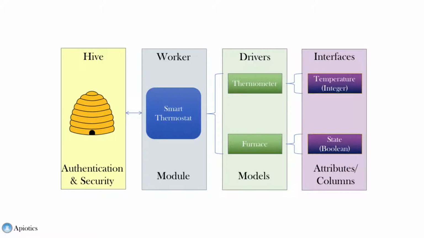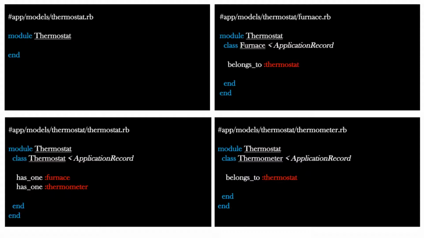The hive provides API keys that you can use with the Apiotics gem to authenticate your web application to the Apiotics infrastructure and connect to your IoT devices. Each worker in your hive gets a module in your Rails application, and that module contains the models that correspond to the drivers in your hive. In turn, each model has attributes that correspond to the interfaces for each driver. The models in your worker module are then associated with one another using Rails has one, belongs to logic.